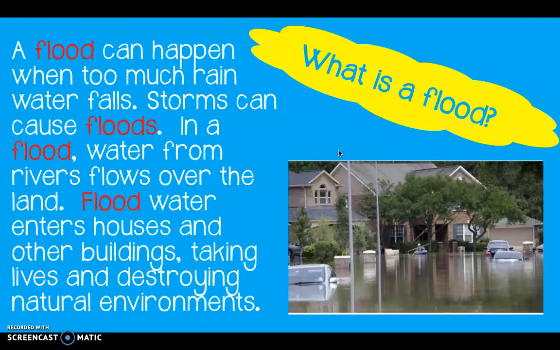A flood can happen when too much rainwater falls. Storms can cause floods. And in a flood, water from rivers flows over the land. Floodwater enters houses and other buildings, taking lives and destroying natural environments. As you can see in this picture right here.